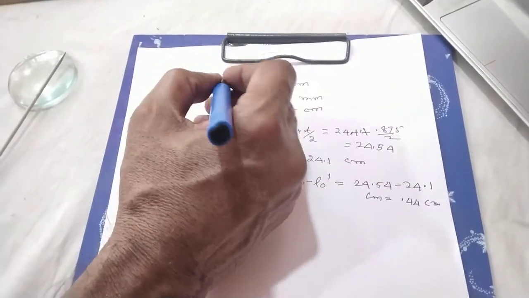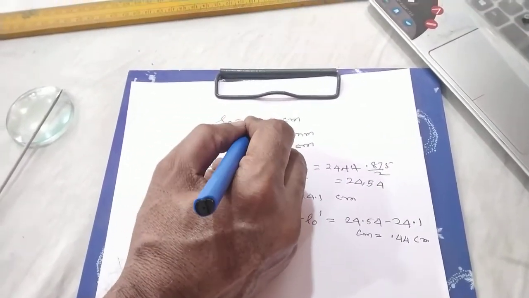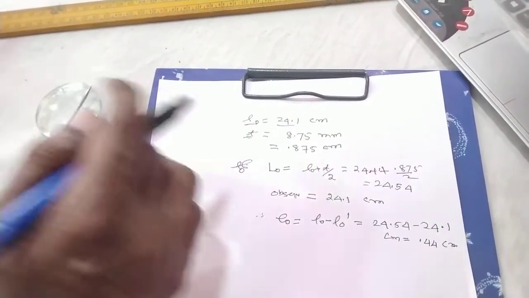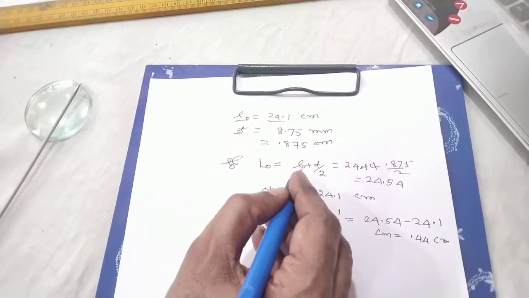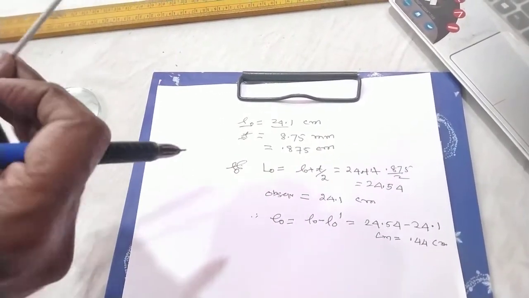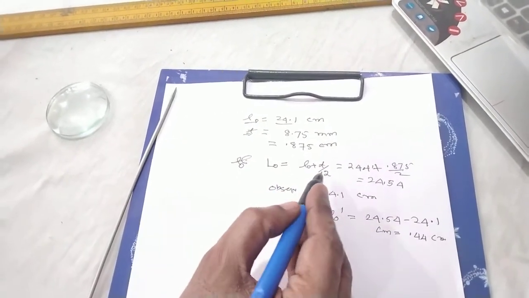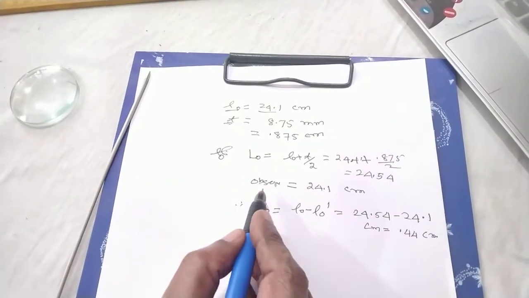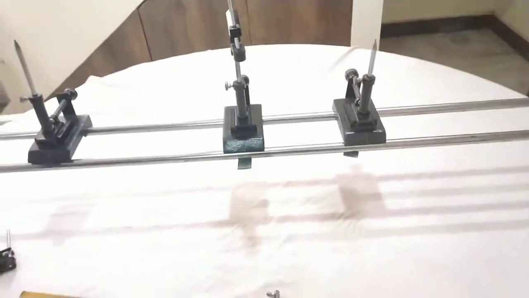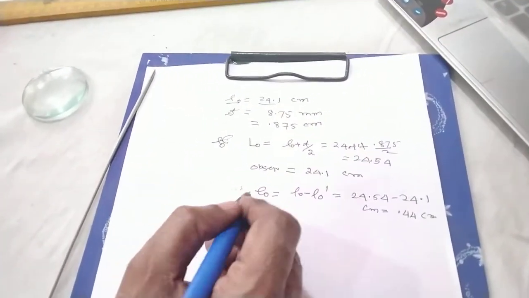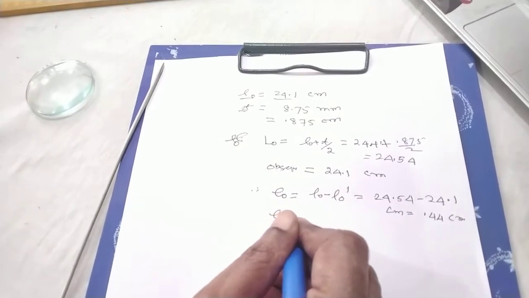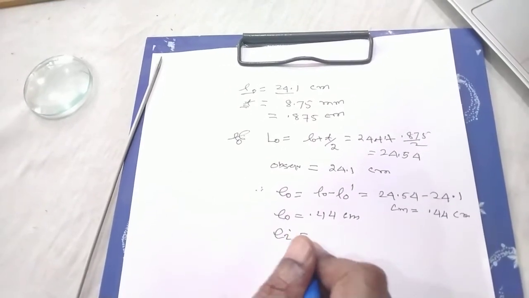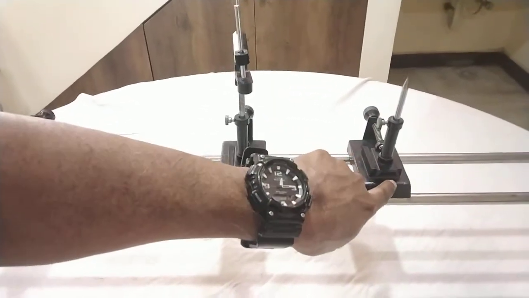That means the actual length of the index needle as measured by the scale, then the thickness of the lens, add the actual length of the index needle to half of the thickness. So this becomes the actual length, and the observed length as given by the optical bench is 24.1. So this is the error. This is called the index error O, which is equal to 0.44 centimeter. Similarly, you can find out the index error I, that means the index error on this side of the lens.